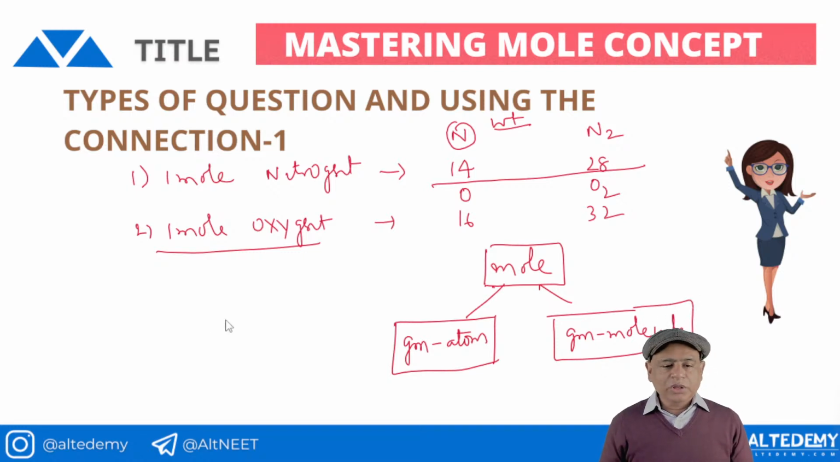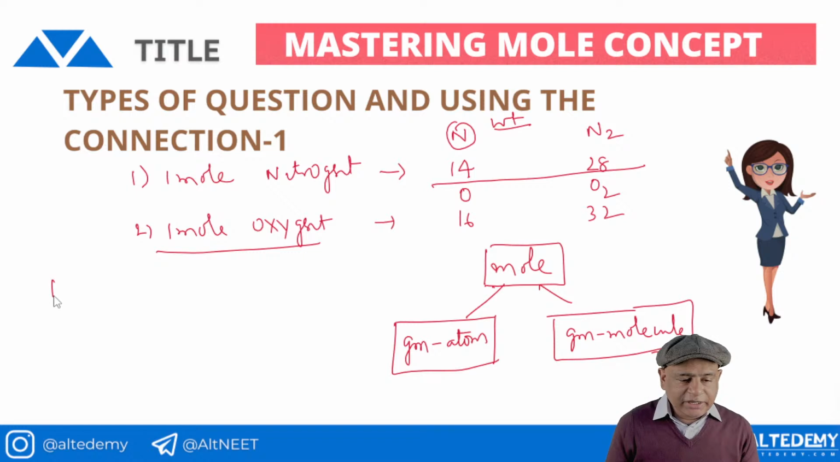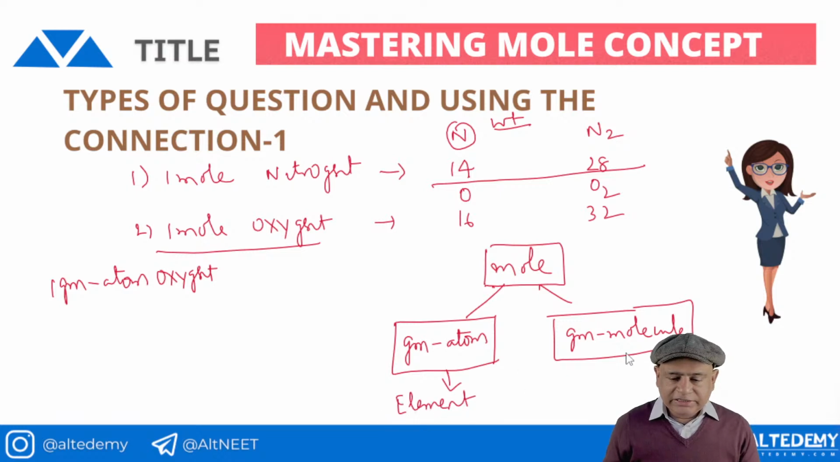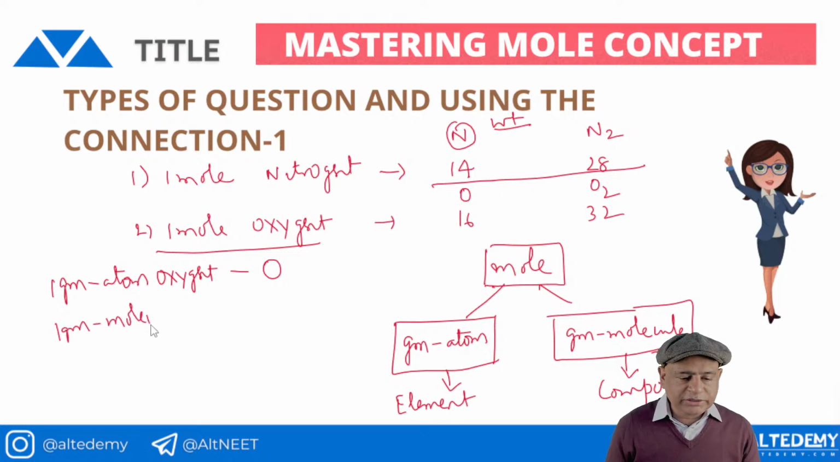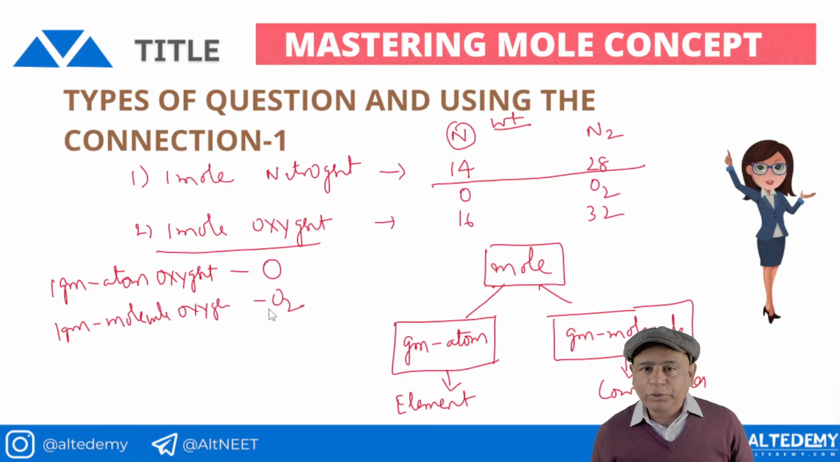Now, saying 1 mole oxygen is not enough. Suppose I say 1 gram atom oxygen. You will understand this is indicating an element, whereas gram molecule is indicating a compound. That means 1 gram atom oxygen is indicating O, and if I say 1 gram molecule oxygen, this is O2. Got the point?